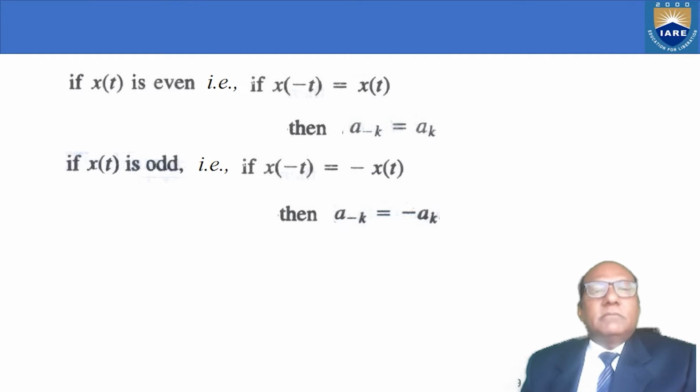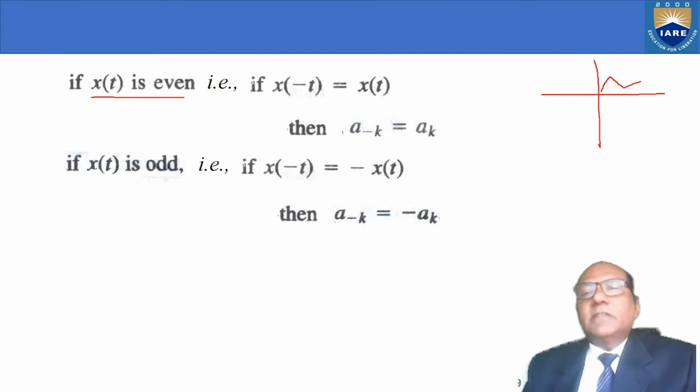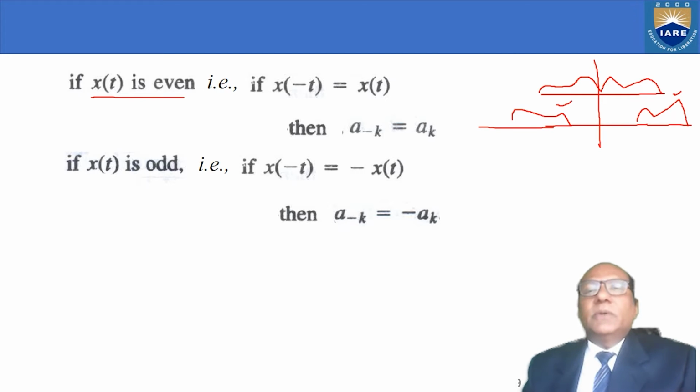Now in this case x of t is arbitrary. If at all x of t is even, meaning it has even symmetry, then what do we mean by even symmetry here? I have a signal like this. If the signal is like this, the other part of the signal will look like this. Both are the same signal, so that is called an even symmetric signal.